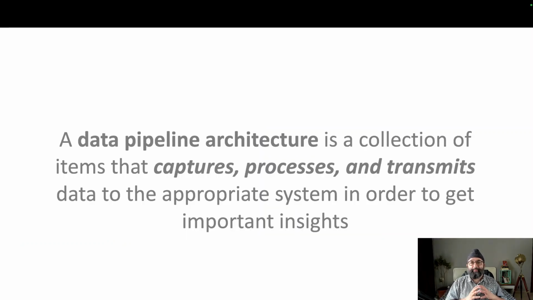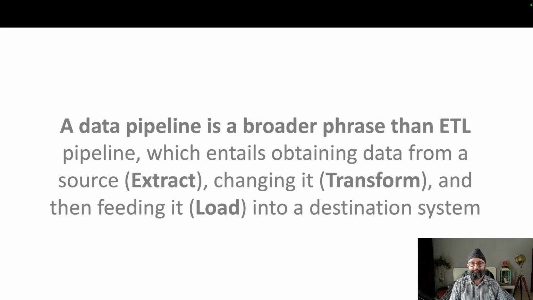So a data pipeline architecture is a collection of items that captures, processes, and transmits data to the appropriate system in order to get important insights. So capturing data, processing data, and transmitting data in order to get insights. And we have seen the stepwise in the previous slide as well. Now let's dig a little deeper into this.